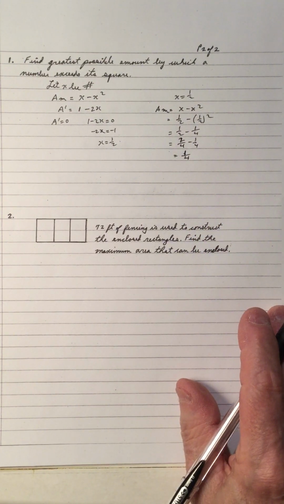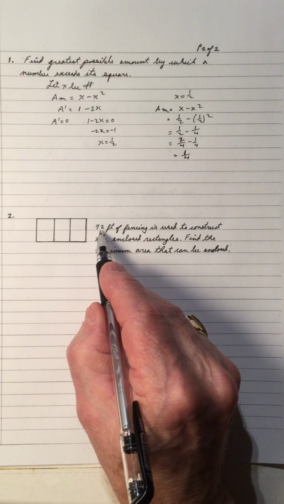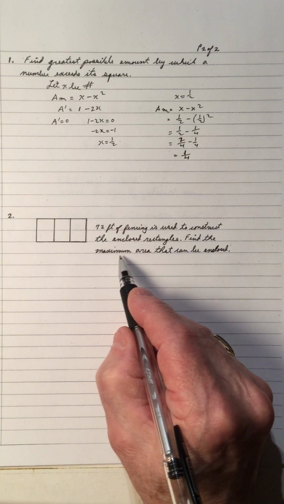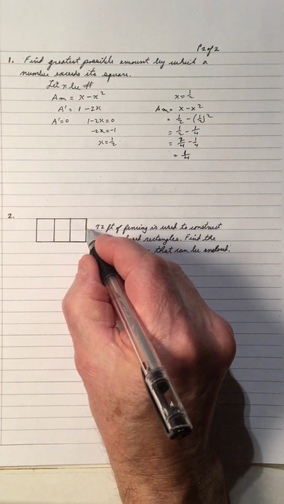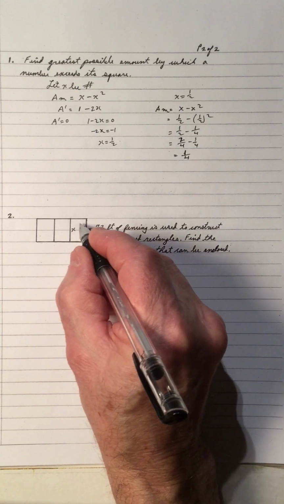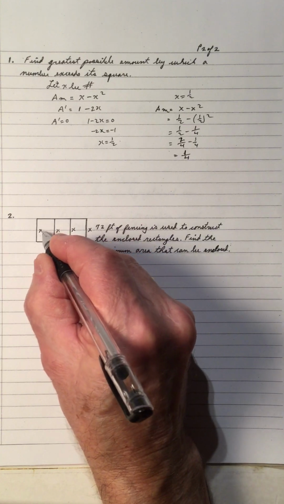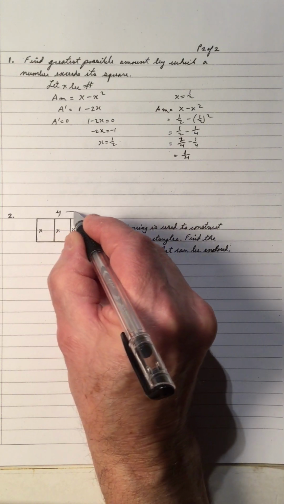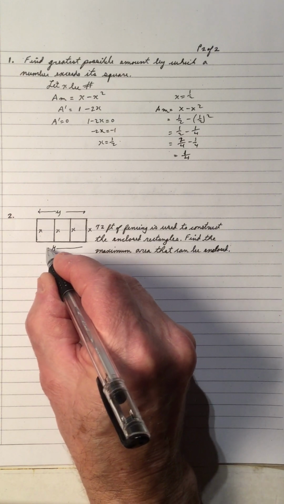Number 2, we have a rectangular garden here divided into 3 parts, and 72 feet of fencing is used to construct the enclosed rectangles. Find the maximum area that can be enclosed. One way that I do this is that I call this length x, and this width, whatever you wish, in relation to the big field. This whole distance here is y.